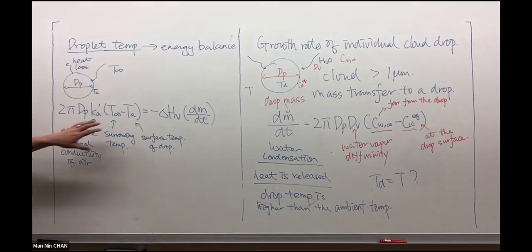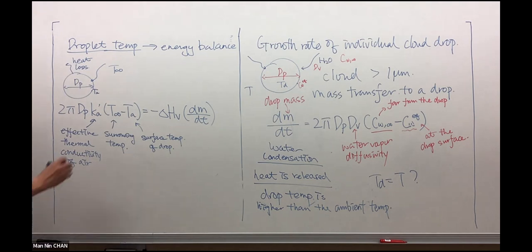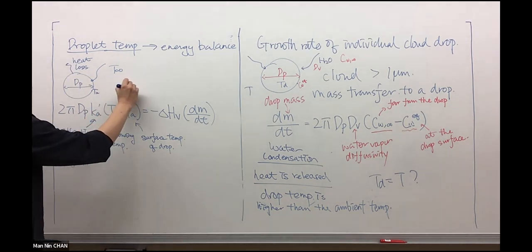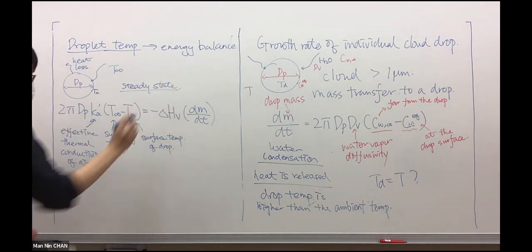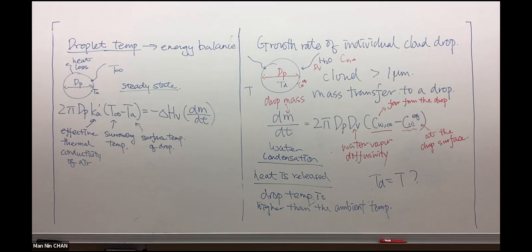Right, so you have a temperature gradient, right? So then you will have some heat loss to the surroundings, and then you can just assume a single steady state. And you can have this energy balance here. Okay.